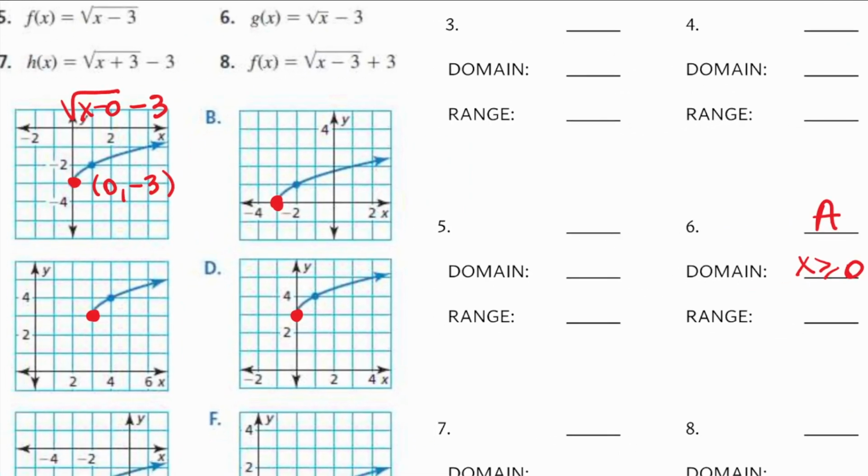And then the range, the y coordinates that we're seeing, if I clear all this out, we're seeing y equaling -3 right there at the bottom. And then the graph's going up, so it's all the y's that are greater than or equal to -3.